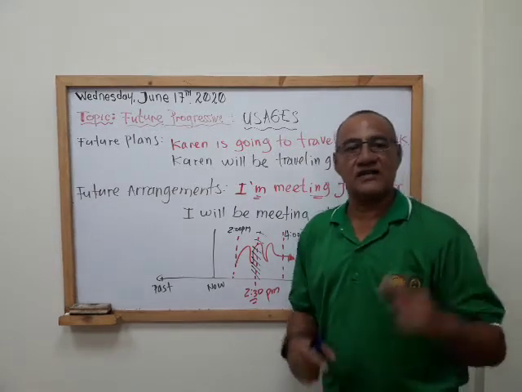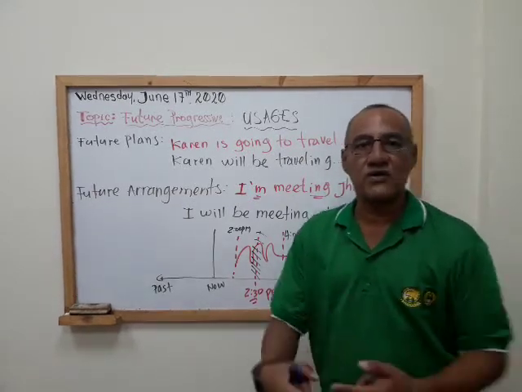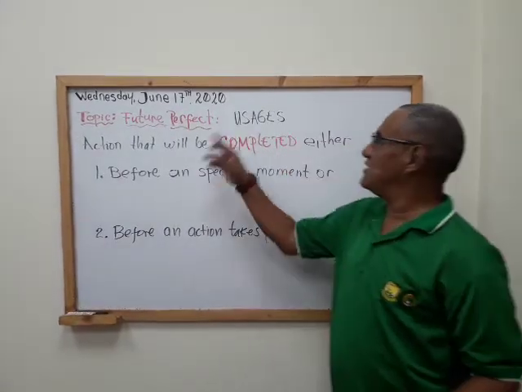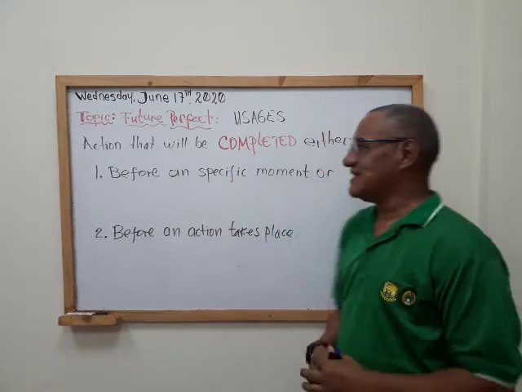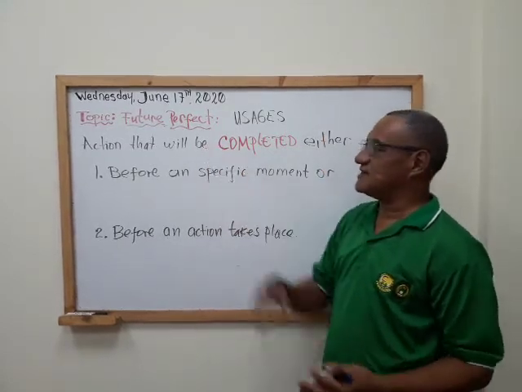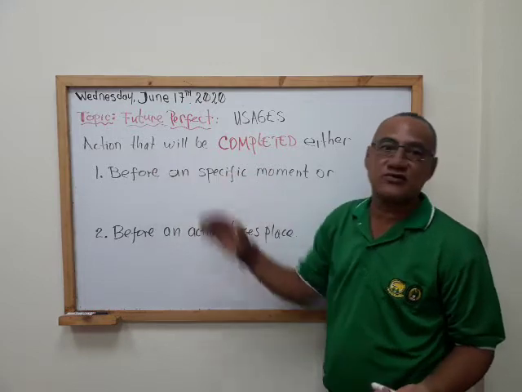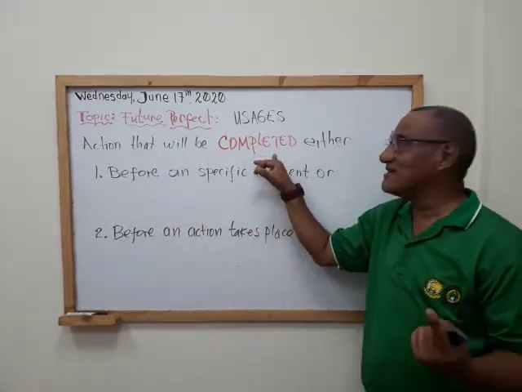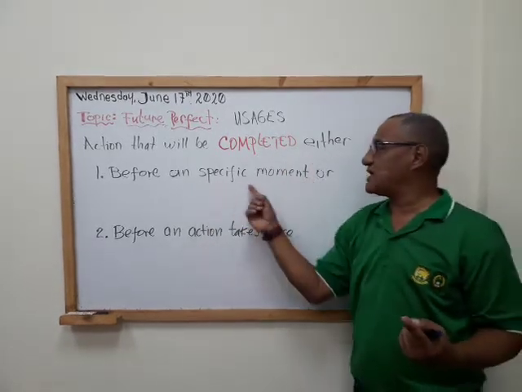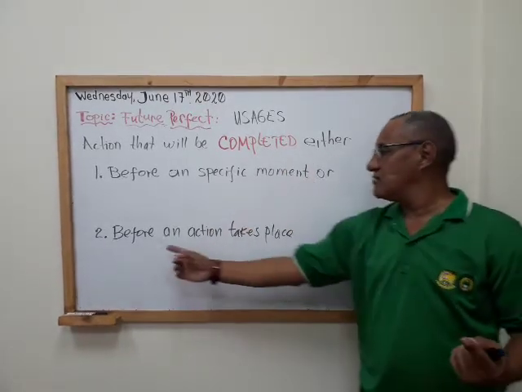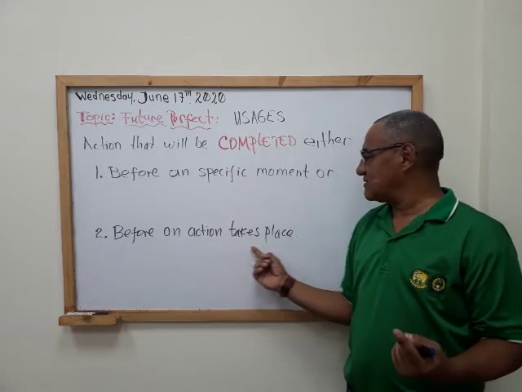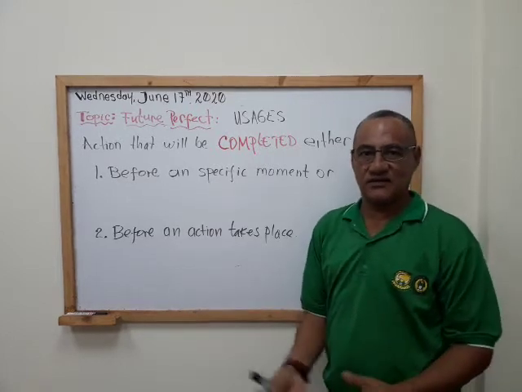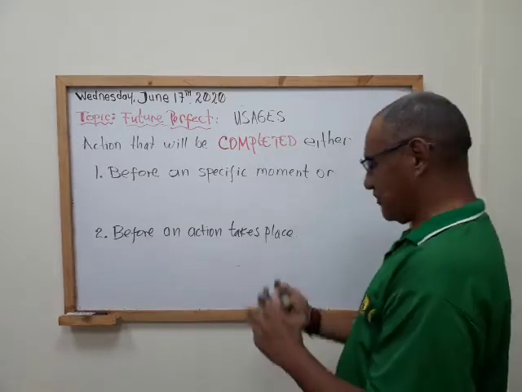Now we are going to go through future perfect, the usage of future perfect. Future perfect is used to talk about an action that will be completed either before a specific moment or before another action takes place. Let's check this out with a couple of examples.